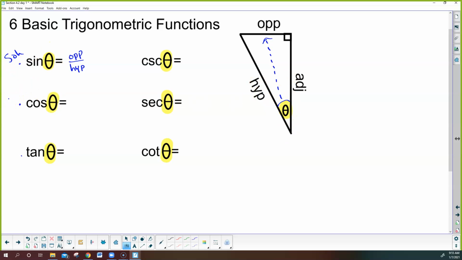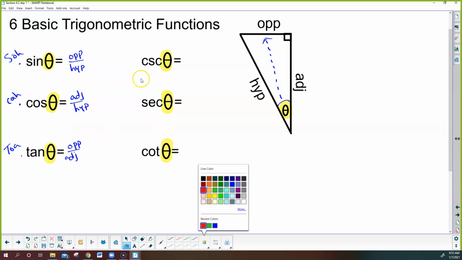So there's my SO. The CA, or cosine, is the ratio of the adjacent over the hypotenuse. And then TOA stood for tangent, and that was the ratio of the opposite over the adjacent. All right, so nothing crazy there. Hopefully you're really familiar with those three.